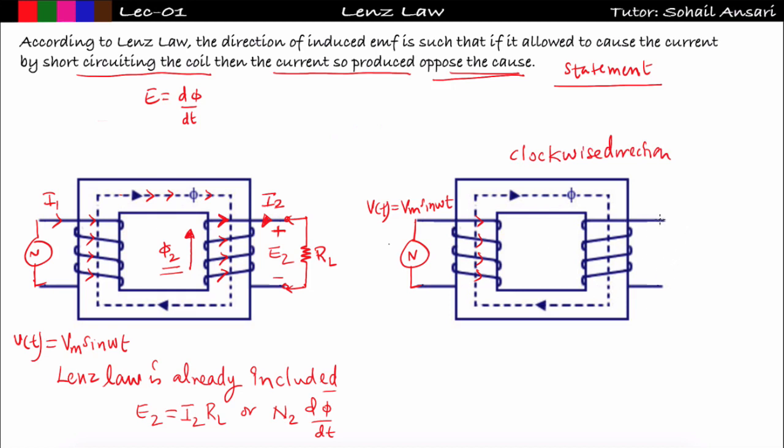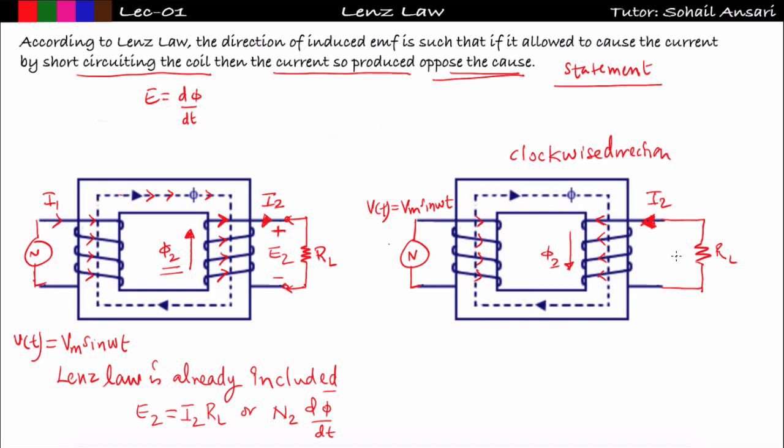Now according to Lenz law, I am applying load RL, and I am assuming that the direction of current will be I2 and it is something like this. So in this secondary coil the direction of current will be like this. The direction of flux phi 2 produced by the secondary coil will be something like this, according to the right hand thumb rule. Now see, this phi 2 is not opposing the main flux, right?